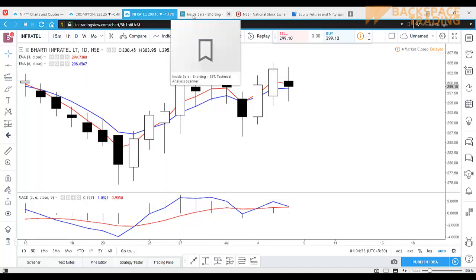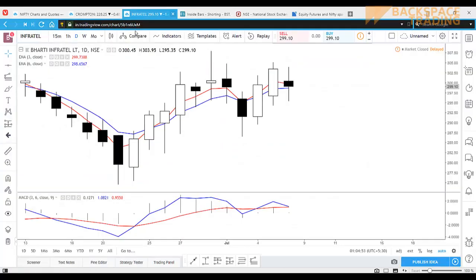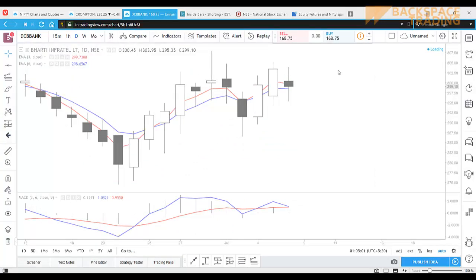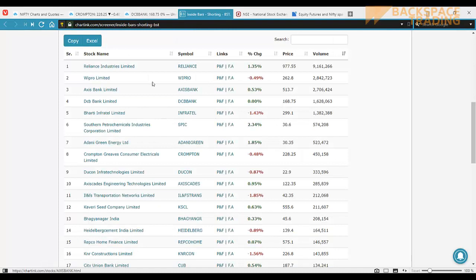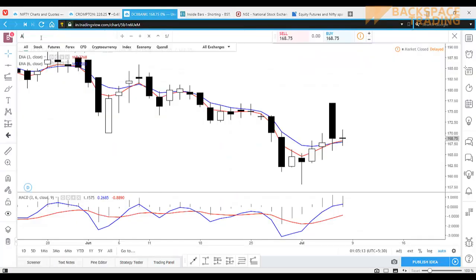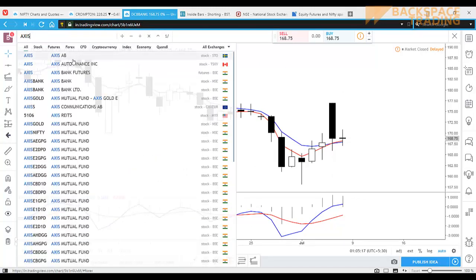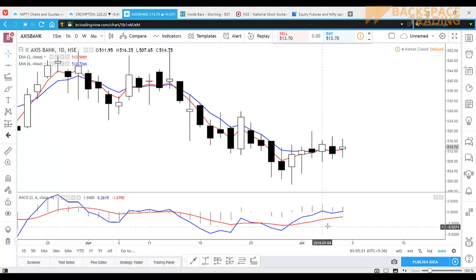Okay, moving to 168 rupee. What is it? DCB Bank. Yeah, I can go for it. DCB Bank. There is liquidity for DCB and all. Oh Jesus, stupid. Look at this. So forget it. Axis Bank. True case. Axis Bank. Yeah. MACD is not in our favor, so no.